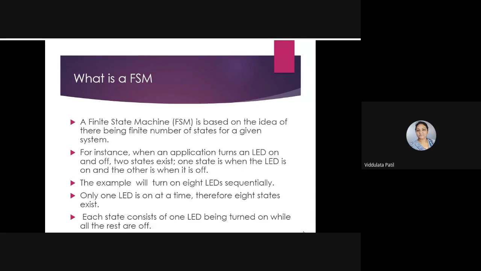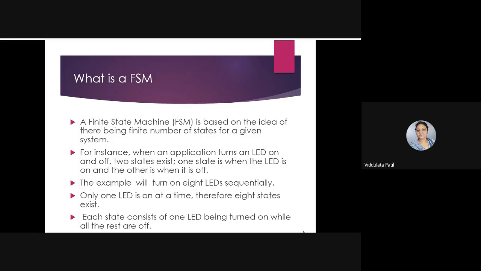Okay, so that means that this application has two states. One is on, and the other is an off state. Now suppose that we have a similar type of application, but now we have 8 LEDs, and we want to turn on these LEDs sequentially. That means whenever we switch on, first the first LED should glow.